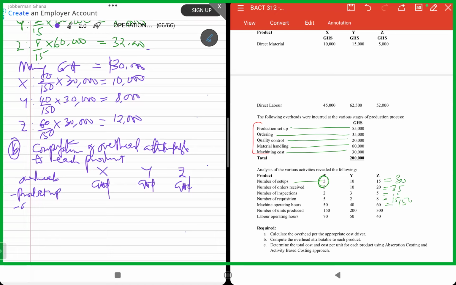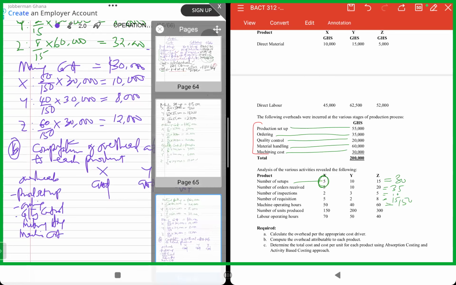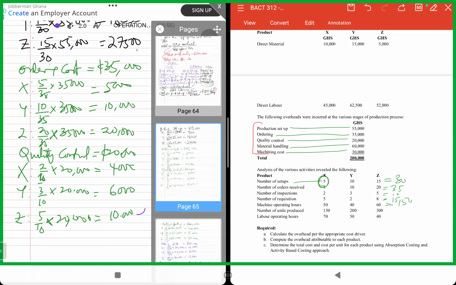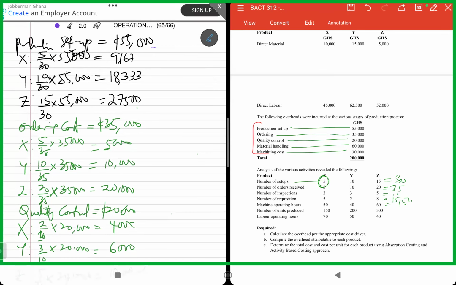Then what is next? Ordering. Then quality control. Then material handling. Then machining costs. So X, when you go to production setup, how much was it for X? 5,000. For Y, 9,167.